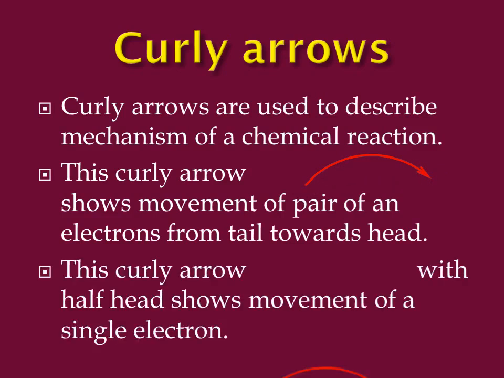Similarly, this curly arrow, which has a half head, is called a half arrow, and shows the movement of a single electron, not a pair of electrons.